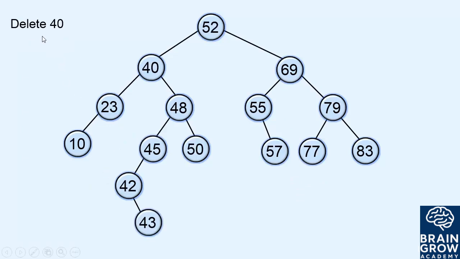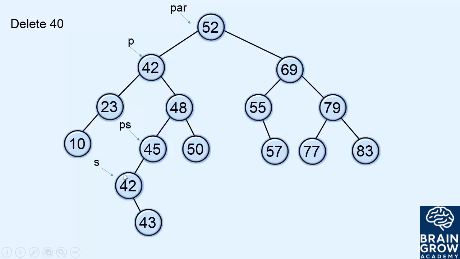Now we have to delete 40 from this tree. So first we'll find out the in-order successor of 40. The in-order successor of 40 is 42. The parent of the in-order successor is this. The next step is to copy the data of the in-order successor to this node. So 42 is copied here.